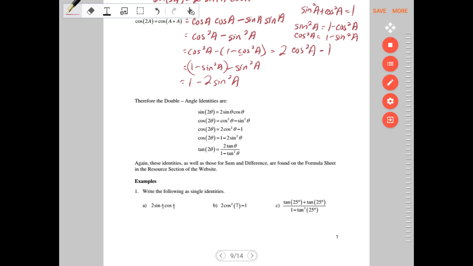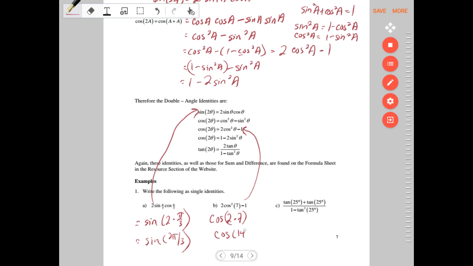Okay, write the following as single identities. So 2 sine pi over 3 cos pi over 3. That really looks like this identity, so that's the same thing as sine of 2 times, my angle is pi over 3, so that is sine of 2 pi over 3. Okay? Next one, 2 cos squared 7 minus 1. That looks like this guy, so that's the same as cos of 2 times 7, or cos of 14.